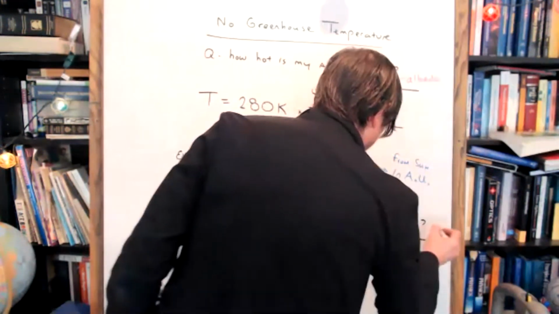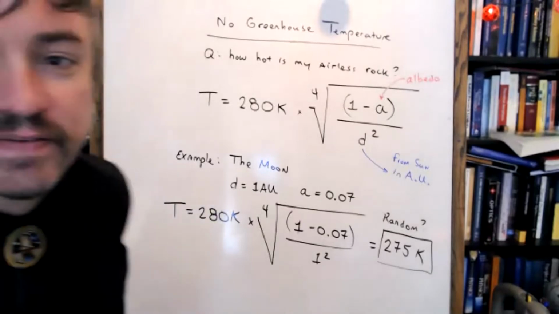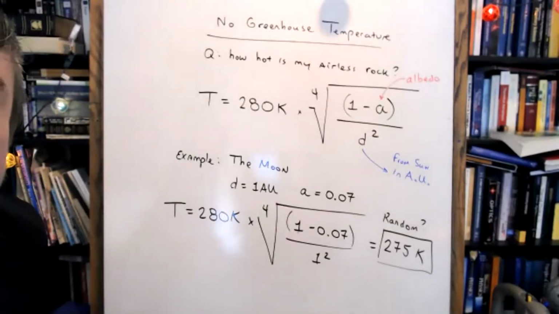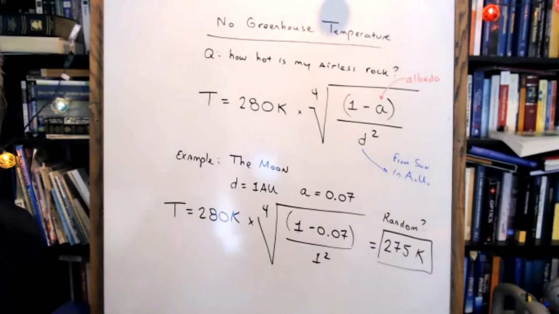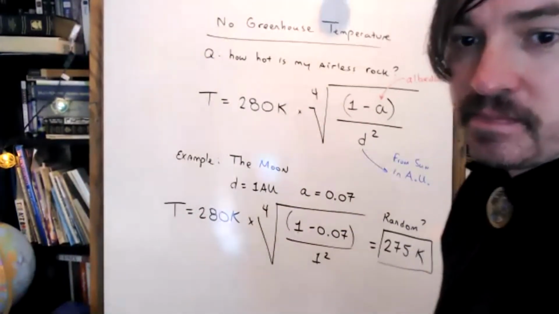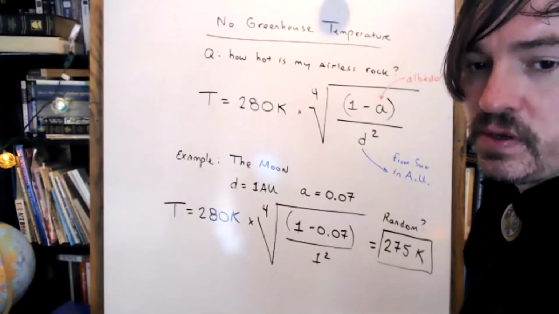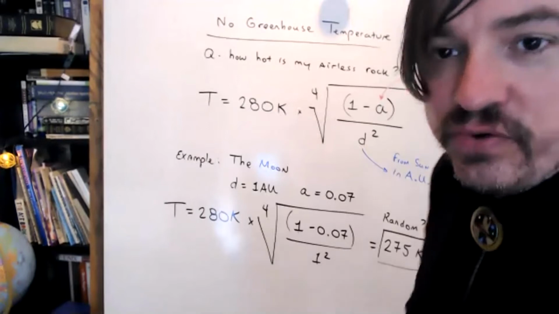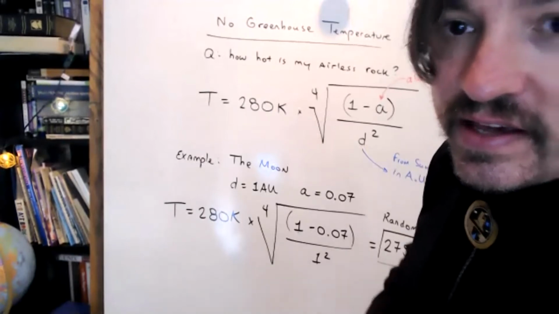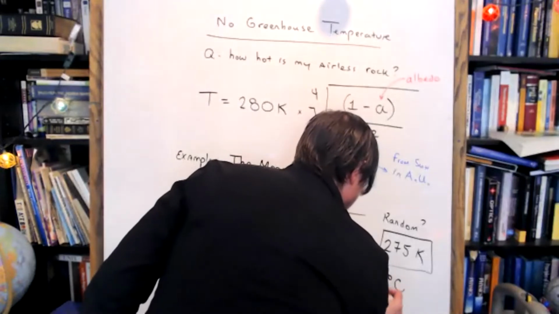Is that temperature random? 275 Kelvin? What would that be in Celsius? Remember, Celsius and Kelvin are the same with a zero-point shift, right? The freezing temperature of water? Isn't that wicked close? It's 2 degrees Celsius above the freezing point.